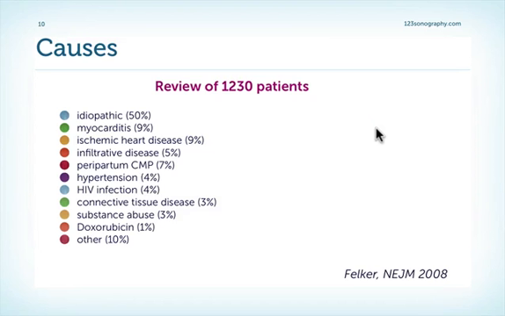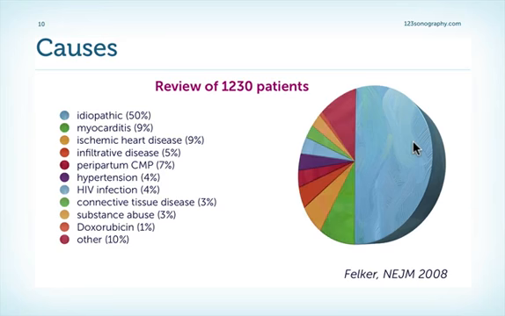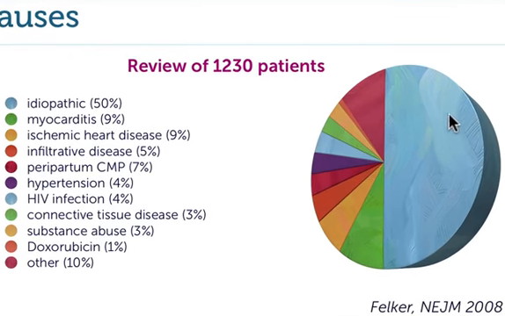There are actually many different causes for dilated cardiomyopathy. In this review of 1,200 patients, you can see that it is often difficult to find the etiology in many patients. In 50% of patients, the etiology was termed idiopathic. Probably this is due to the fact that you have to perform biopsy and extensive workup, which includes immunohistochemistry and microbiology, to really find the reason.